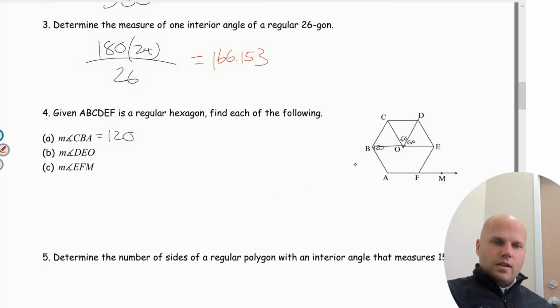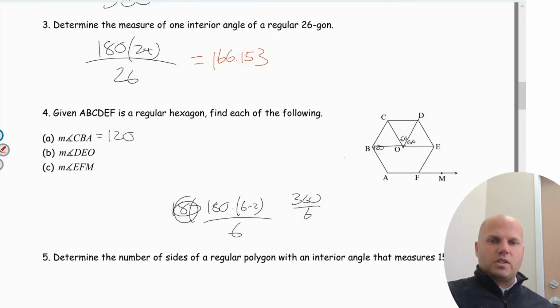If you didn't know that it was all 60-degree angles, you could have done 360 divided by 6 to get that. Or you could have done 180 times the 6 minus 2 sides divided by 6 to get 120. DEO is going to be 60 degrees. EFM is going to be 60 degrees. The exterior angles are the same as the central angles if it's a regular polygon.